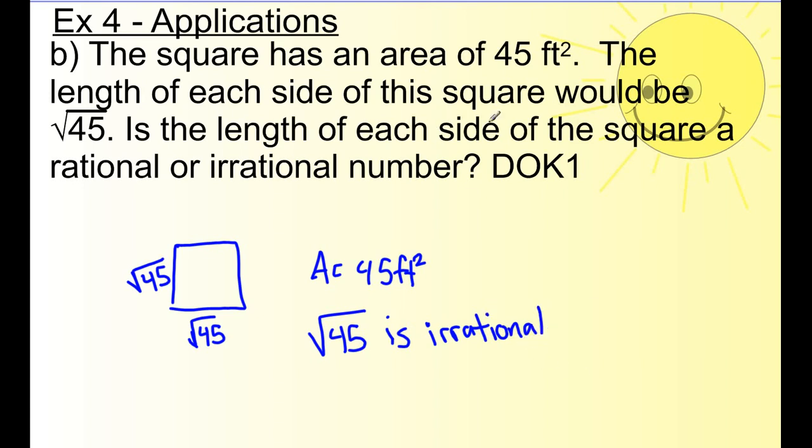So is the length of each side of the square rational or irrational? It is irrational. Because the square root did not come out to a nice pretty number, it will be irrational.